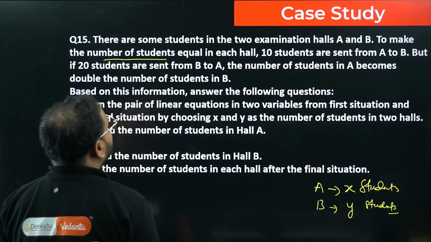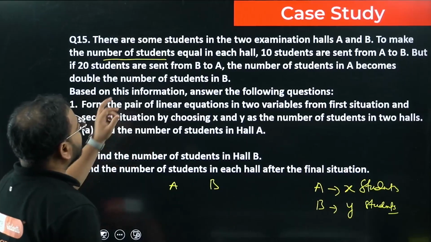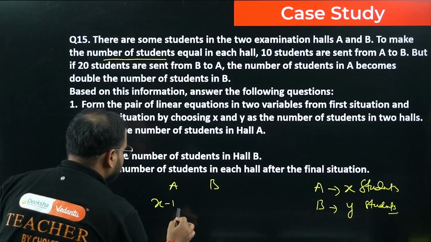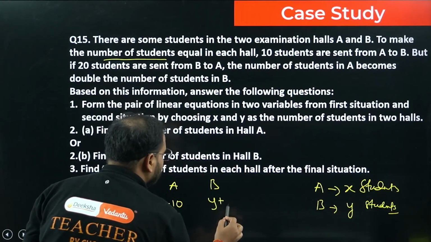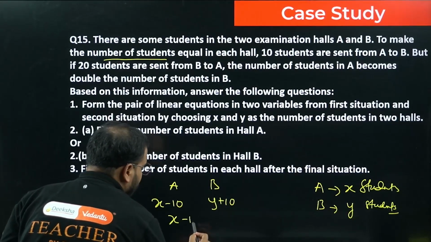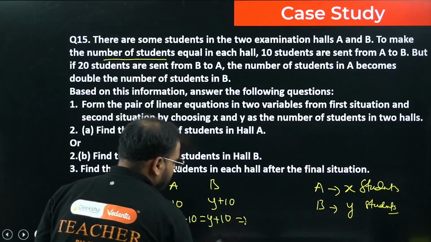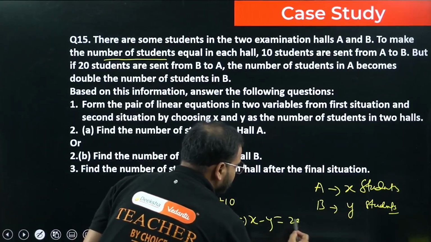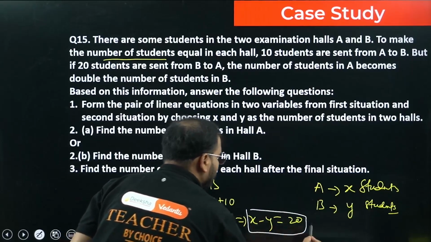All right. Now the condition they've given, please cross check. If 10 students are sent from A, means A is losing 10 students, so X minus 10, and B is gaining 10 students, so Y plus 10. What happens? They become equal to each other. So X minus 10 equals Y plus 10. Bring the Y over here, what are you going to get? X minus Y equals 20. This is my equation number 1.